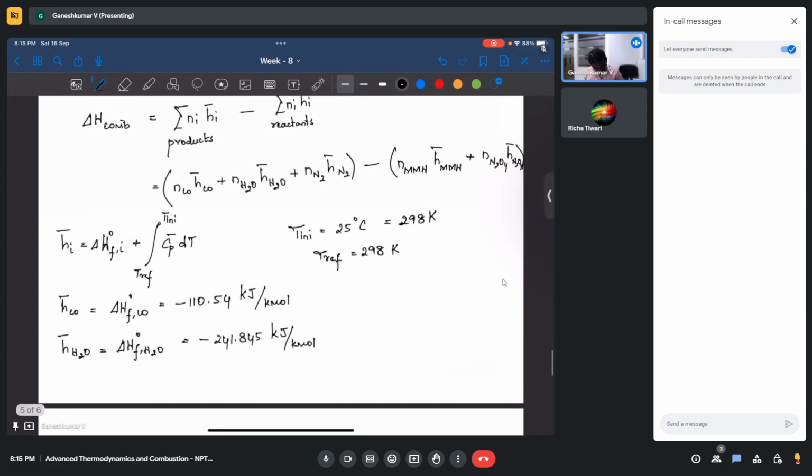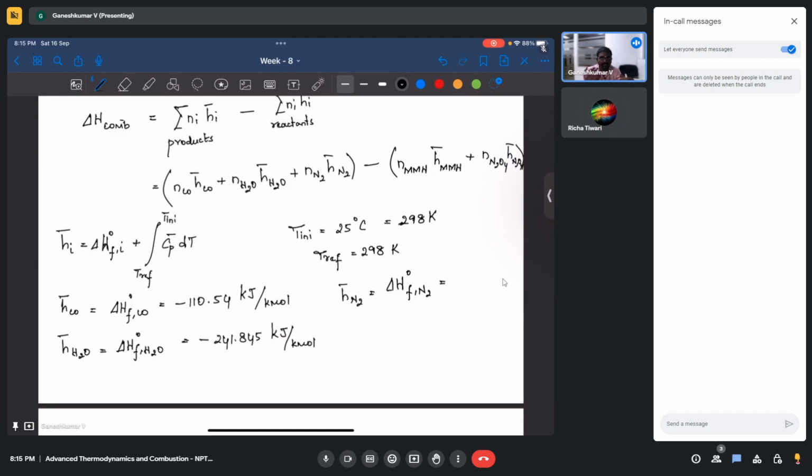And what else do we have? H bar of N2 is also its enthalpy of formation. The definition of enthalpy of formation tells us that if it is a naturally occurring element, like N2, which naturally occurs as a gas, then any element which naturally occurs as a gas has a formation enthalpy of zero at the reference temperature, whatever it is, in its naturally occurring state.